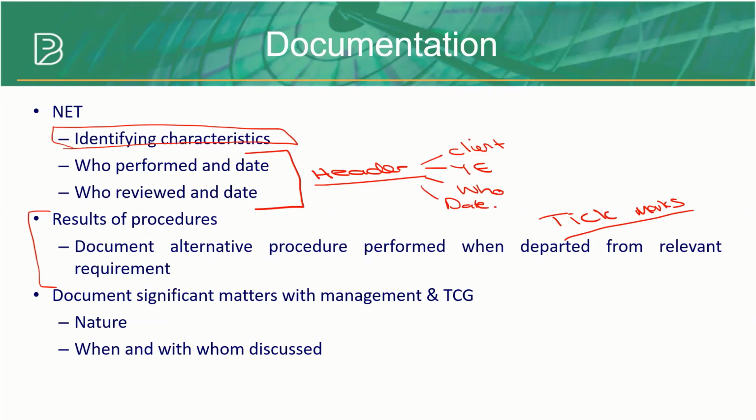And then lastly, if we did discuss significant matters with those charged with governance, that should also be documented on this working paper. What was the significant matter that I discussed? When was it discussed? With whom was it discussed? Do we have space on our template working papers to document these things? Because I can promise you, trainees don't always know, or they forget.